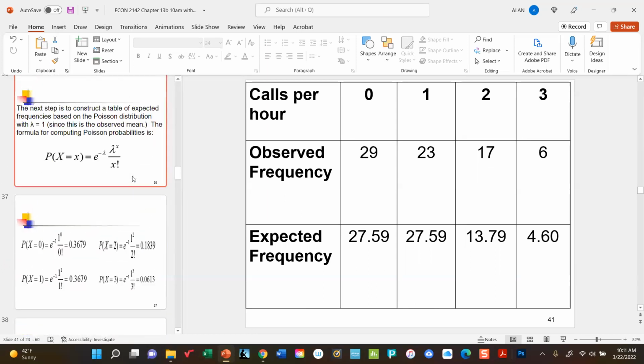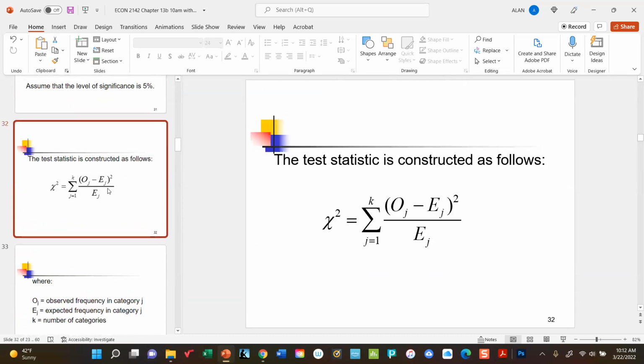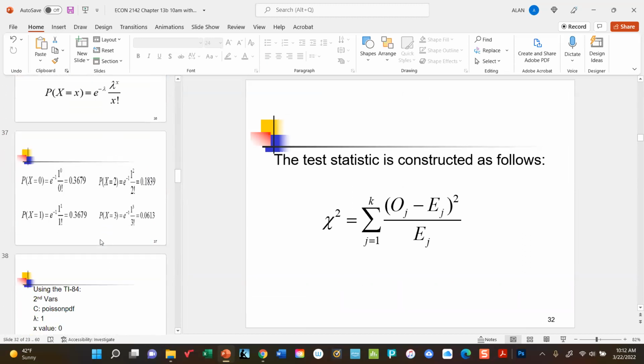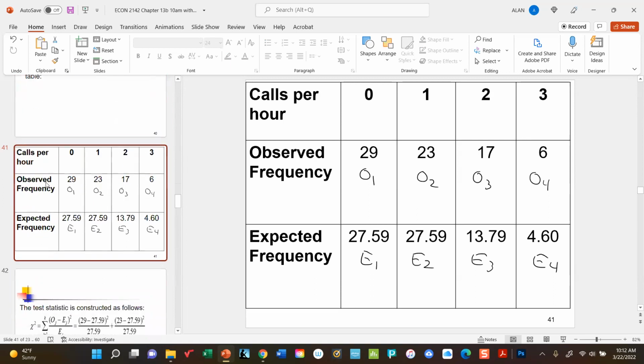All right, well, first of all, let's go back and revisit the test statistic so you can see why we're doing this. The test statistic requires us to go through the entire list. And we're basically comparing the O's and the E's. The O's are the observed values, and the E's are the expected values. The subscript J refers to which category we're in. So let me fill these in. So you can see, for example, this is O1, O2, O3, and O4. This is E1, this is E2, this is E3, and this is E4. And now you just plug them into that formula.